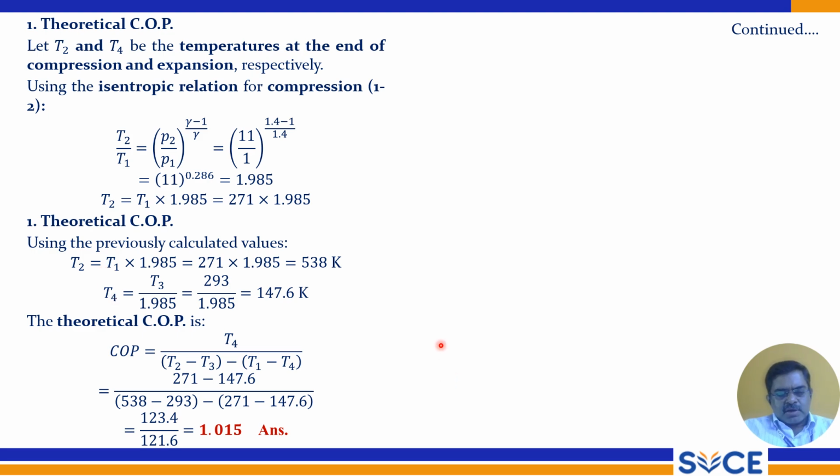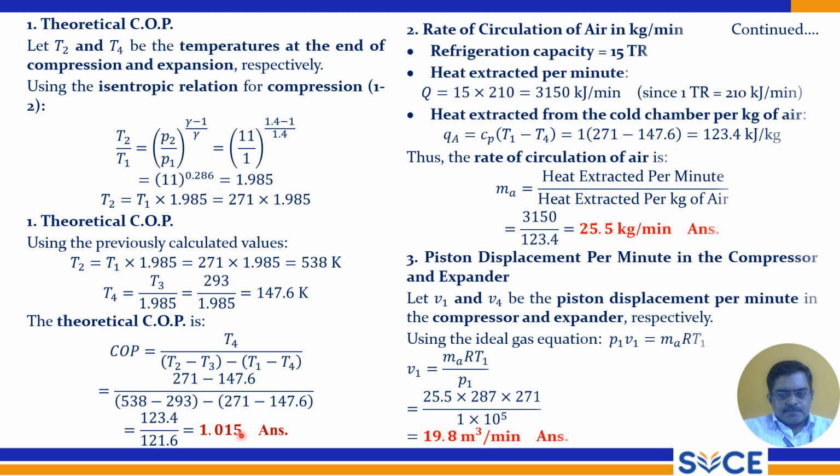Now we have to calculate the COP. COP in terms of temperatures. So substituting all the temperatures here, 123.4 divided by 121.6, that is equal to 1.015. See, theoretical COP is equal to 1.015.